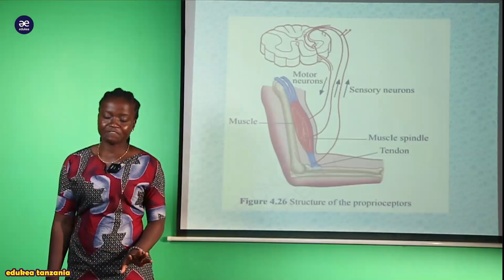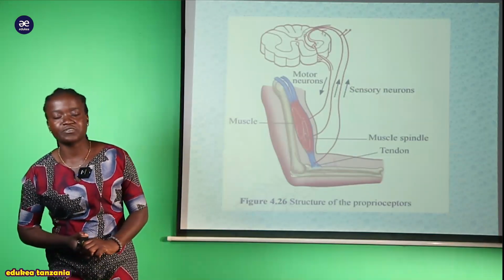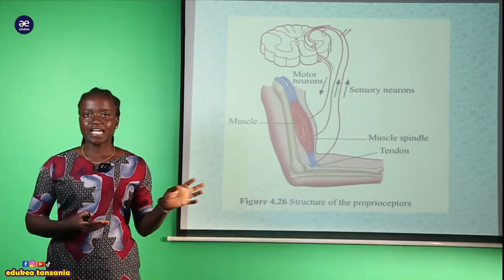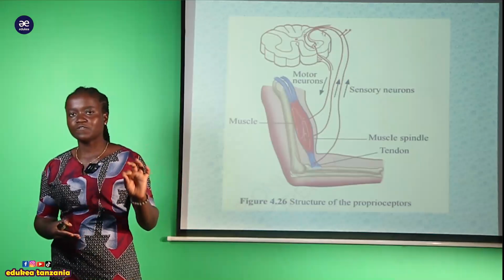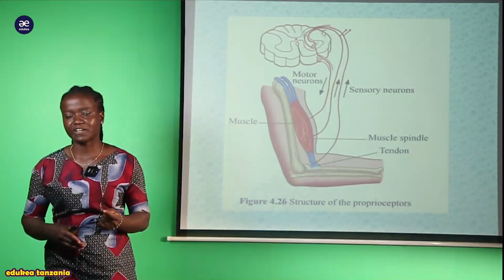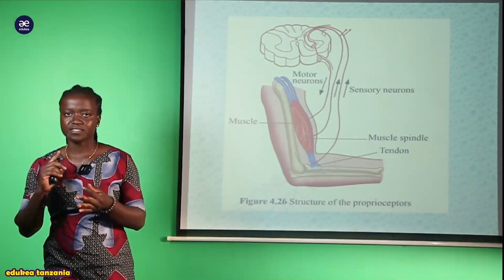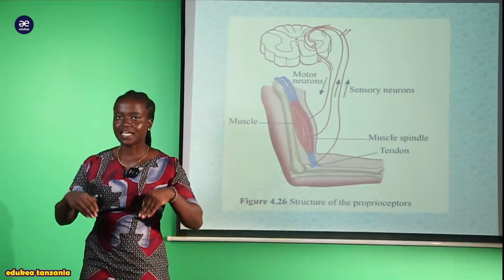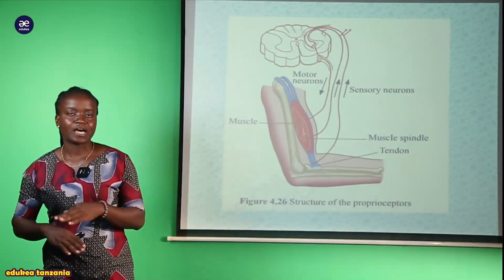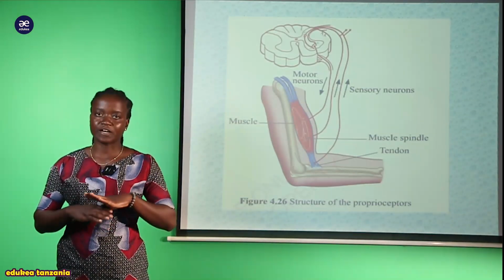So my student, after we have seen the sensory receptors, that marks the end of type C of sensory receptors. We have seen A, B, and C. And within them, there are a lot of receptors. We have discussed all of those and we have finished.